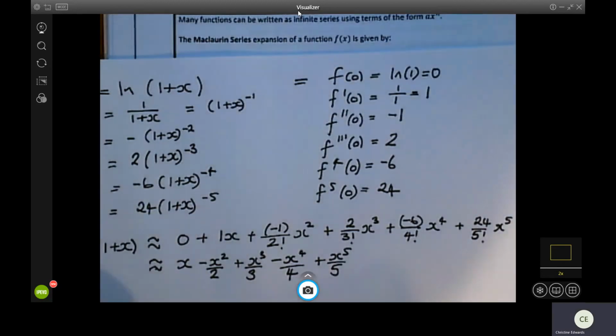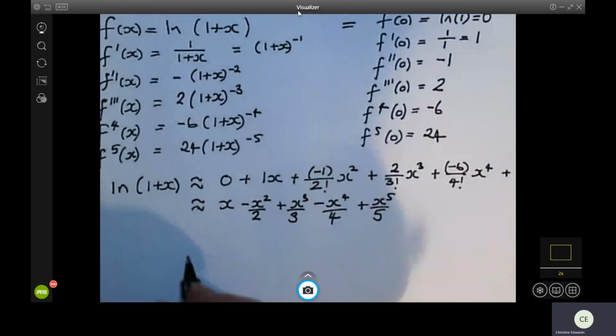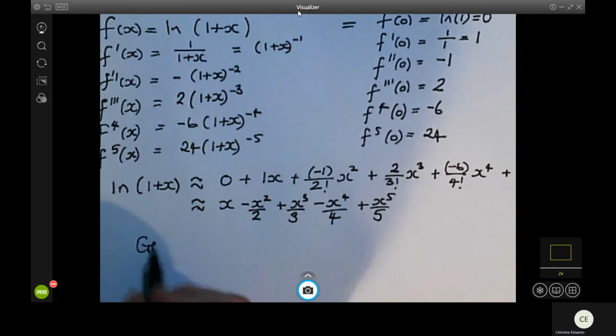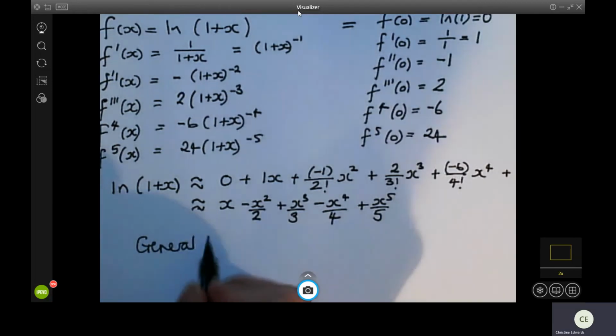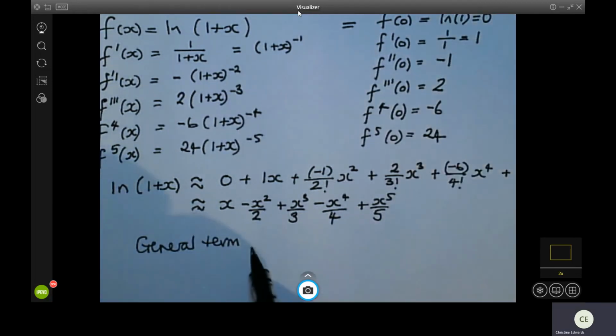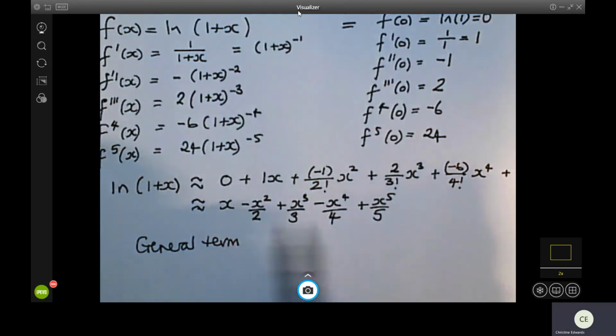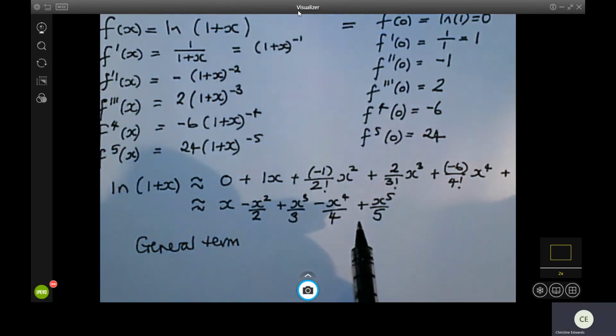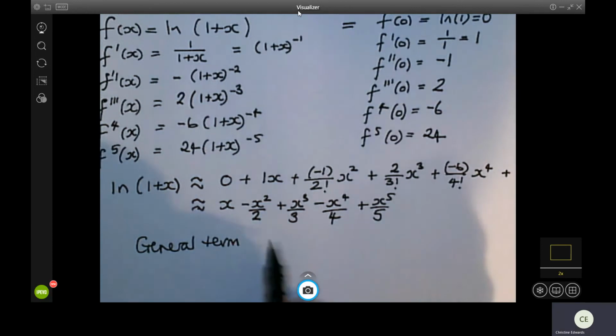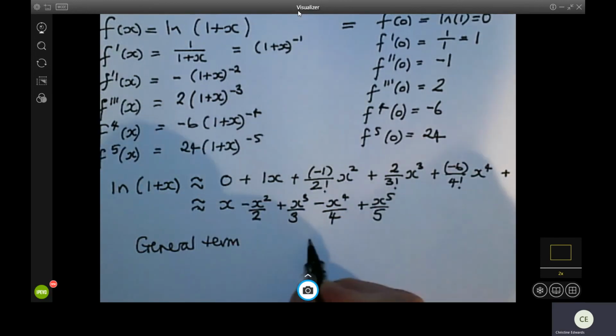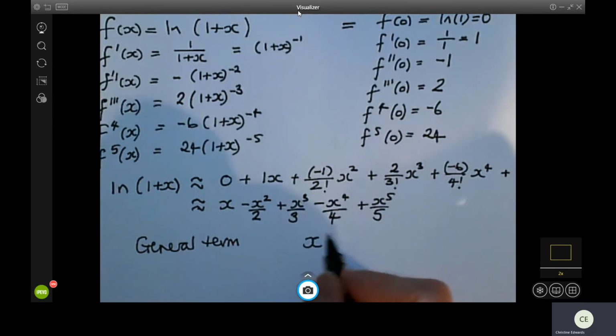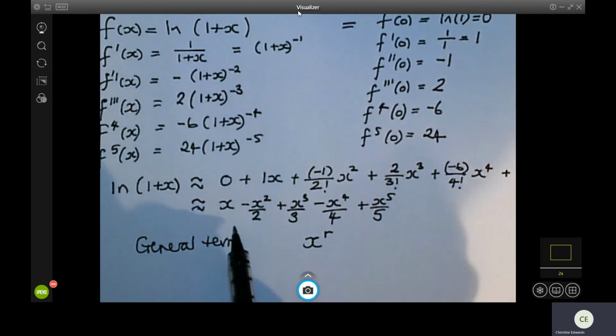So that's the expansion. Now, it's not specifically asked for in this case, but sometimes you are asked to give what we call the general term. And I would work this out once I've done the expansion and simplified. So I can look at any of the terms and I can see that I need to have an x term to the power of r, where r is where I am in the series.